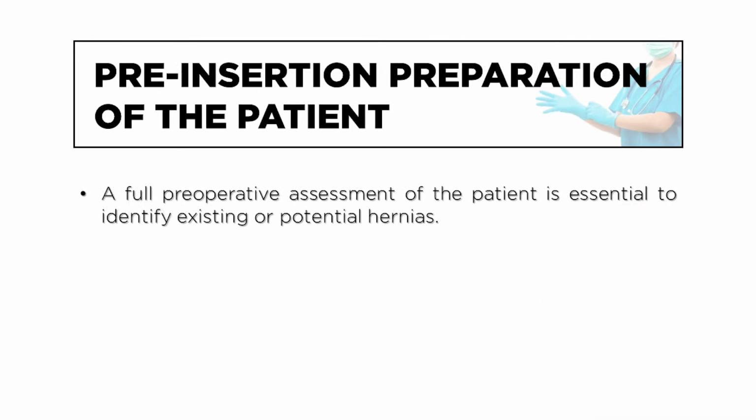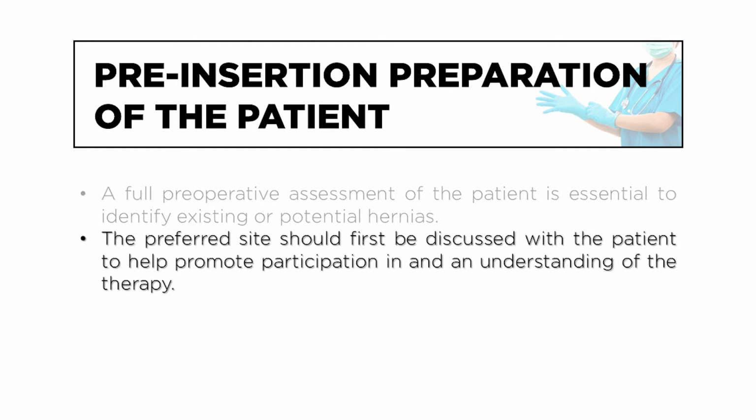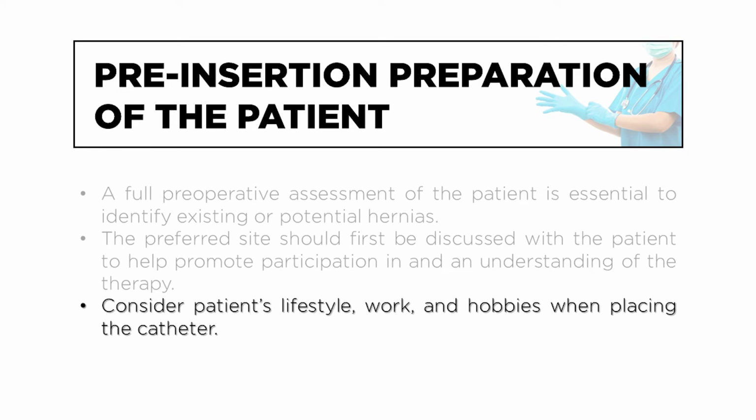Before the insertion of the PD catheter, a full preoperative assessment must be done to identify existing or potential hernias that might possibly need correction before PD insertion. Ask the patient what site they prefer to promote participation and to help them understand this type of therapy. Get to know the patient's lifestyle, work, and hobbies when placing the catheter to help them make informed decisions that will best suit their way of life.